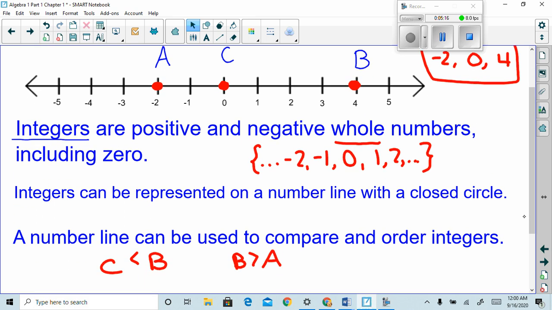I could say that C, which is 0, is less than 4. So 0 is less than 4. That's a true statement. I could also say that B, which is 4, is greater than -2. We can use that as a tool to compare.